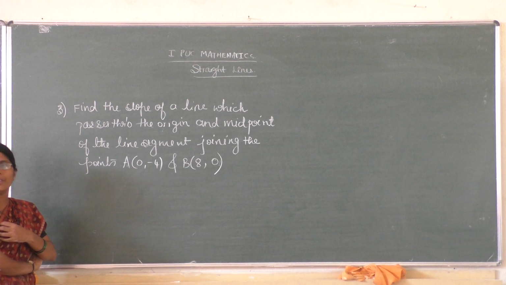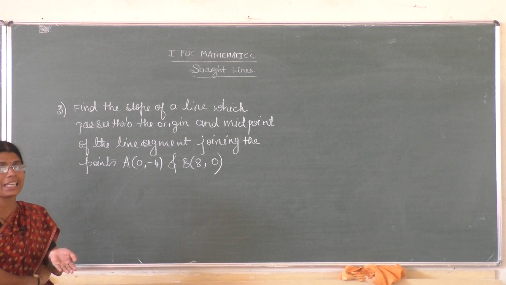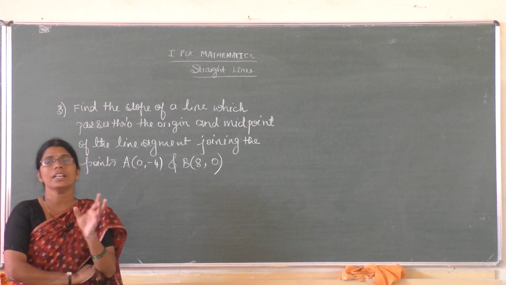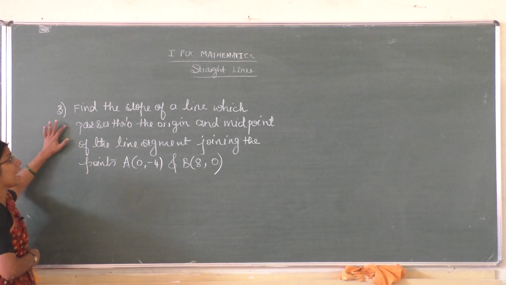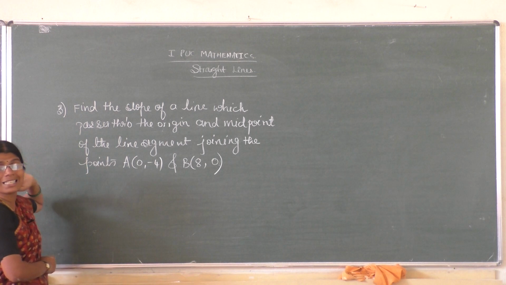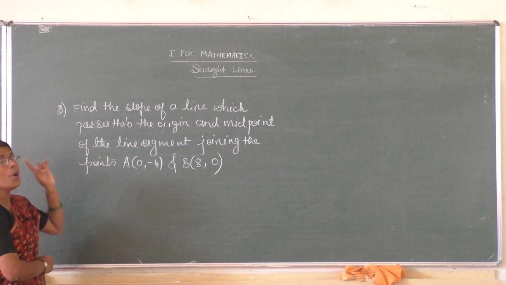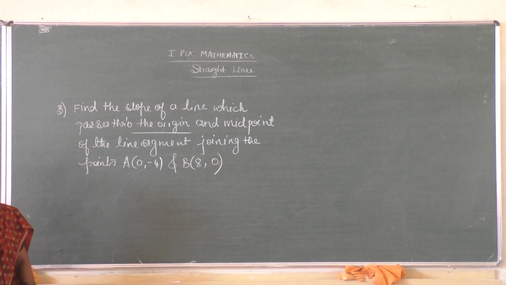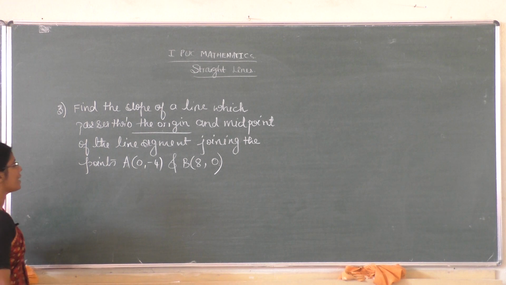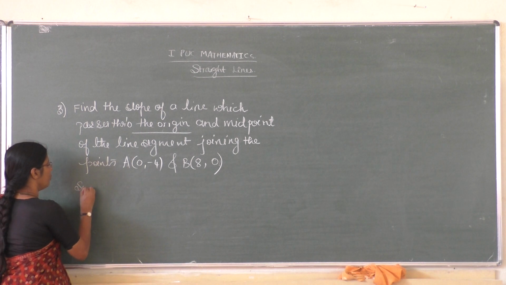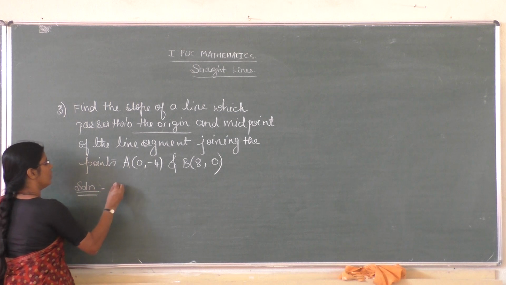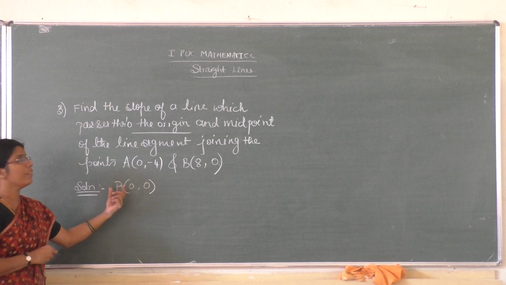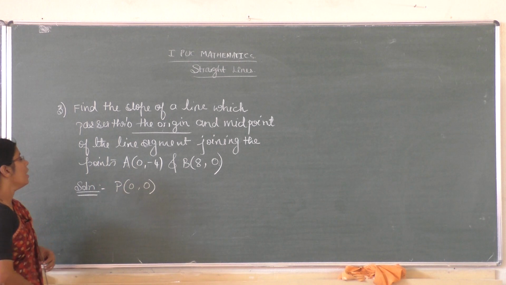Okay, slope of a line we can find when the inclination is given or when two points are given. So what is given? The two points are given. That means the line passes through the two points. What is the first point? That is nothing but the origin. So the first point P is 0, 0.